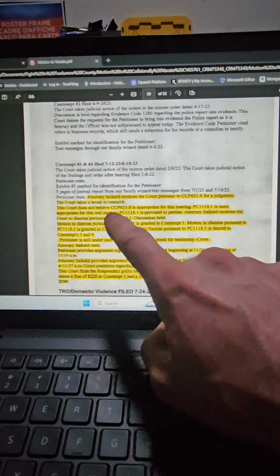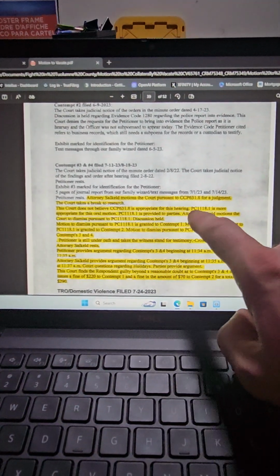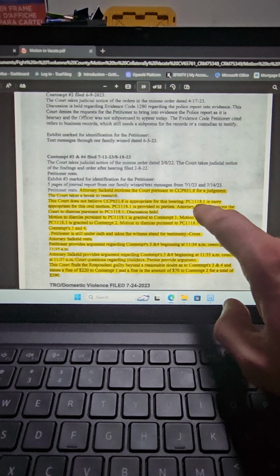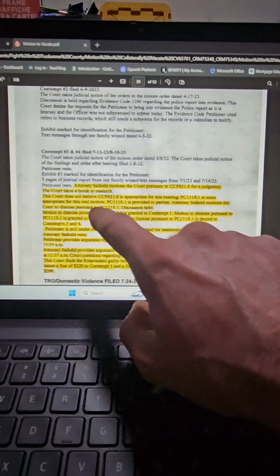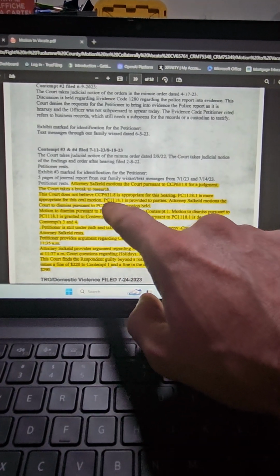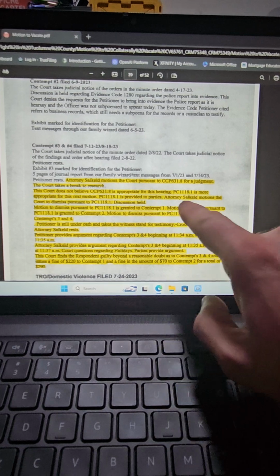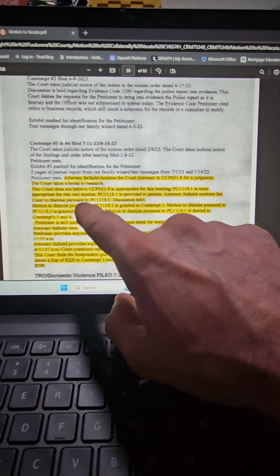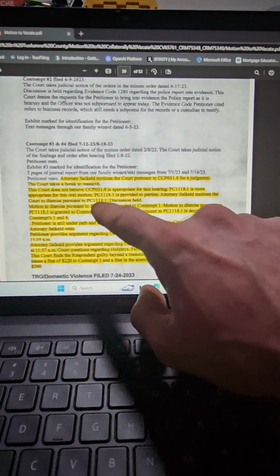The court does not believe CCP 631.8 is appropriate for this hearing. PC 1118.1 is more appropriate for this oral motion. PC 1118.1 is provided to parties. Attorney Sacco motions the court to dismiss pursuant to PC 1118.1.